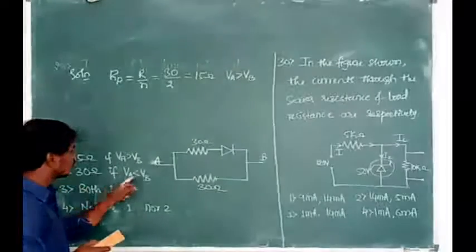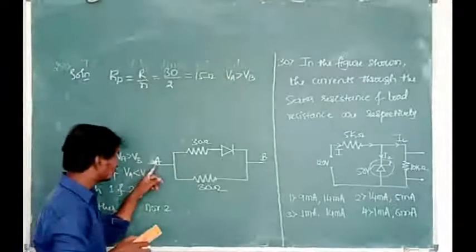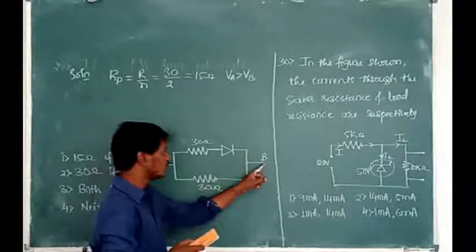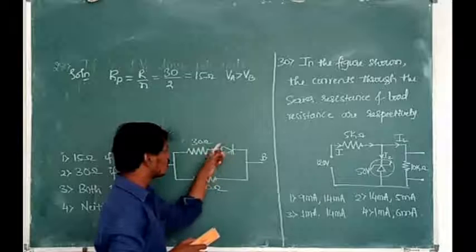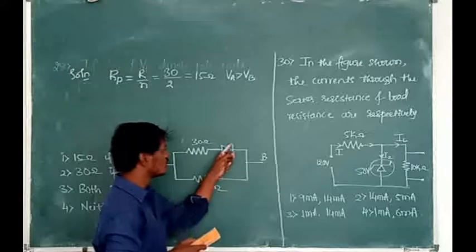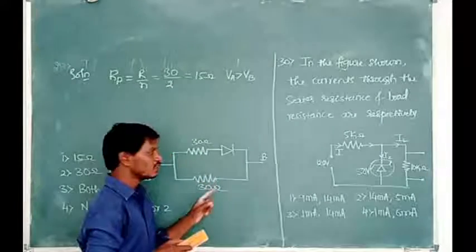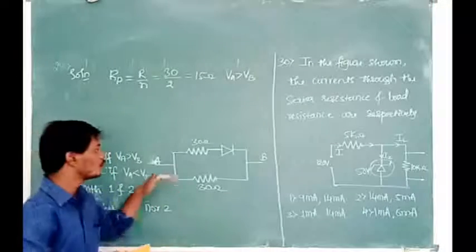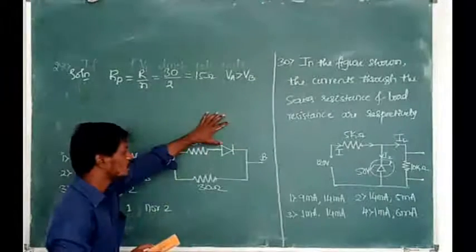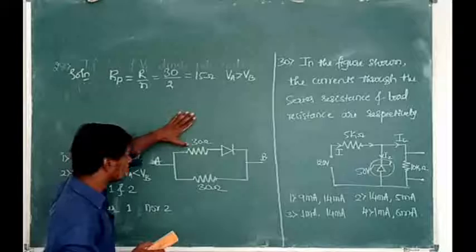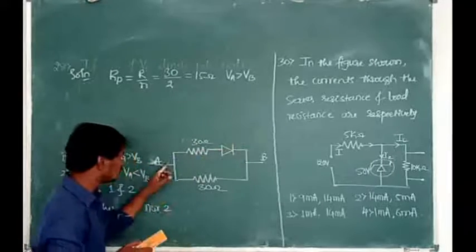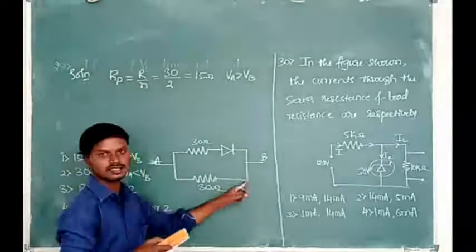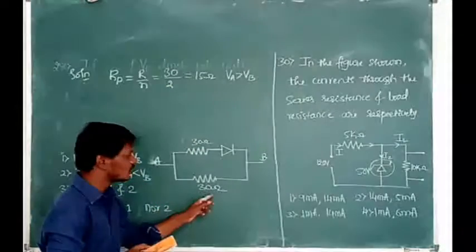30 ohm if VA is less than VB. If potential at A is less than potential at B, means the potential applied to the P is less than the potential applied to the N. Hence it is a reverse bias. When the diode is reverse biased, there is no flow of current through this diode. Hence there is no flow of current through this branch. There is only flow of current through this resistance. Means we are going to consider only that one.